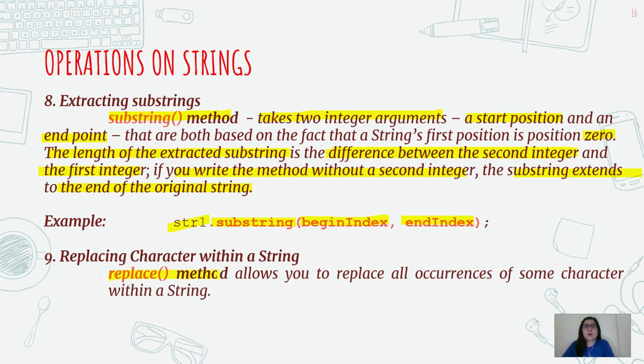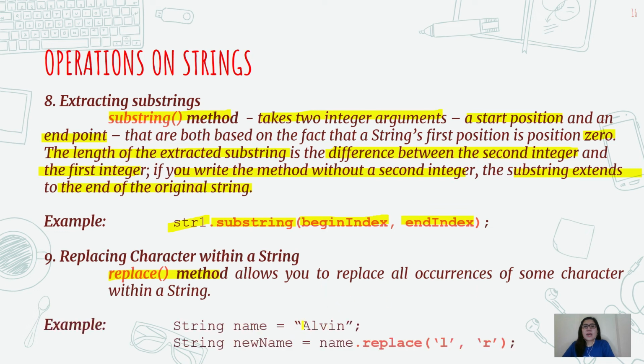Replacing character within a string. Replace method allows you to replace all occurrences of some character within a string. So we have here an example, name Alvin. I-replace niya yung isang particular character. So we have, gumamit siya ng another variable that will hold for that new name. So ang ginamit niya is name, gamit doon kay Alvin, dot. So the method is dot replace. So yung first parameter is yung papalitan na character, and yung pangalawa is kung ano yung ipapalit.